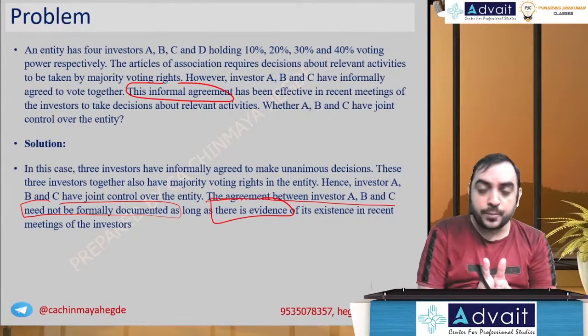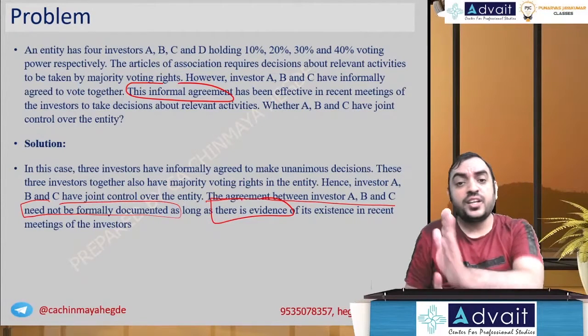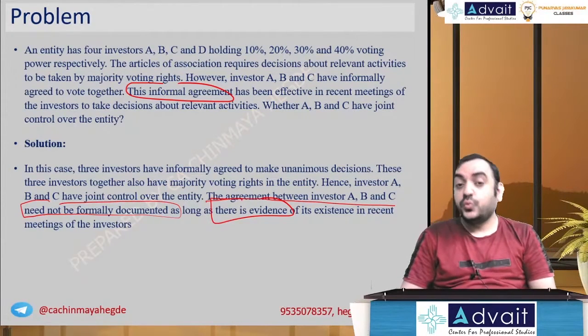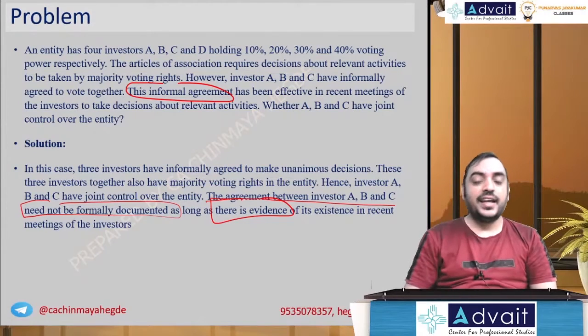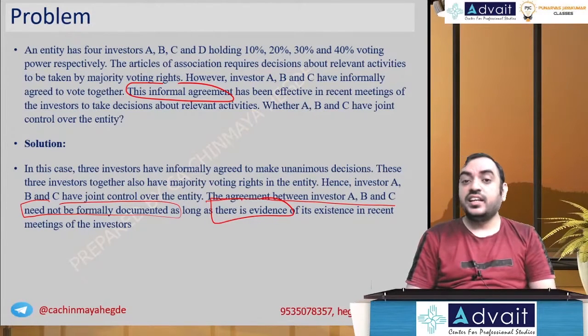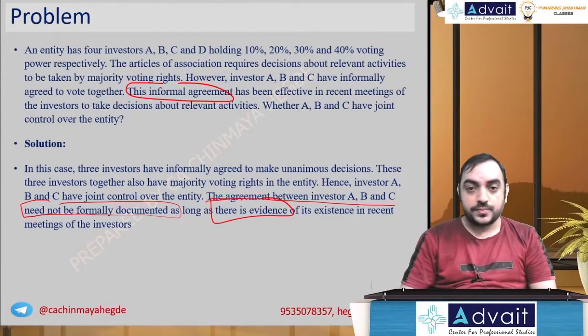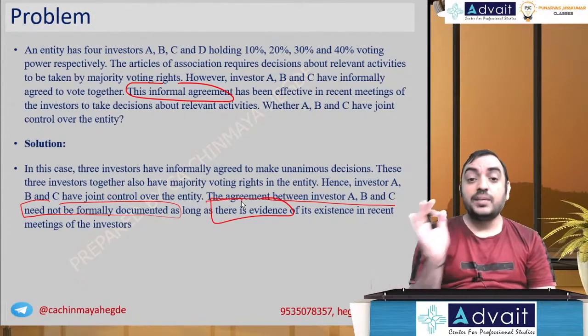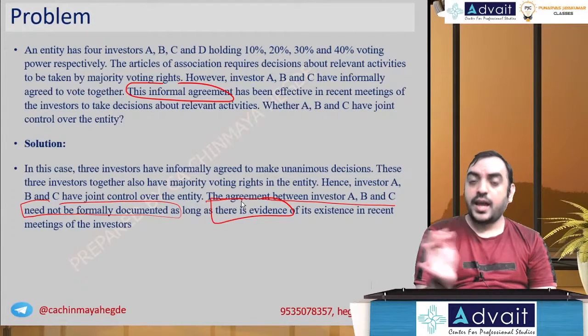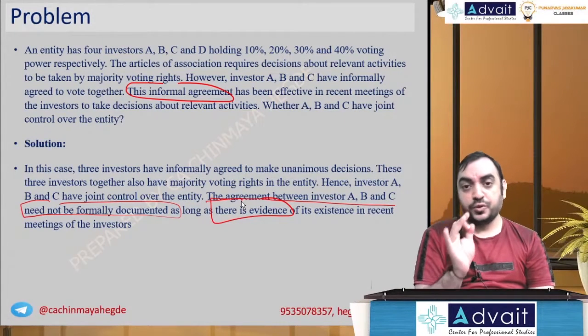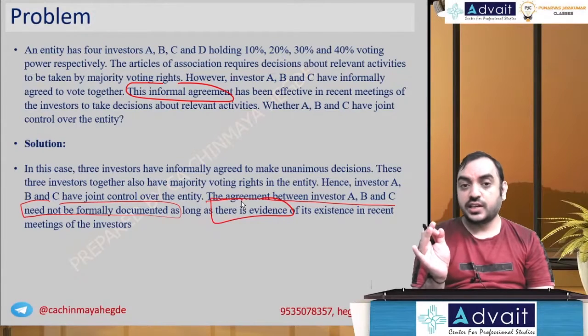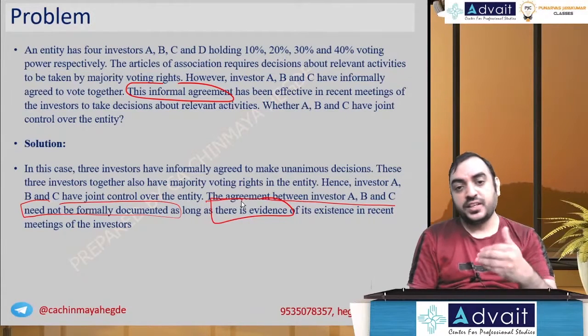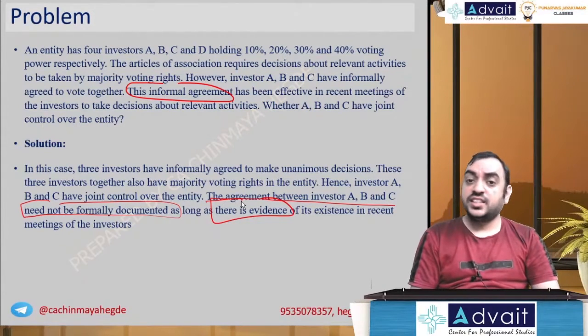So ABC have come together, you have evidence of that, which means ABC will control the entity as a jointly controlled entity. Maybe it is a joint venture. It's a joint operation. It's a joint venture for sure. Hope you got the point. The agreement need not be formal as long as there is evidence, there is proof, sufficient confidence that they have come together, which means there is a joint venture.